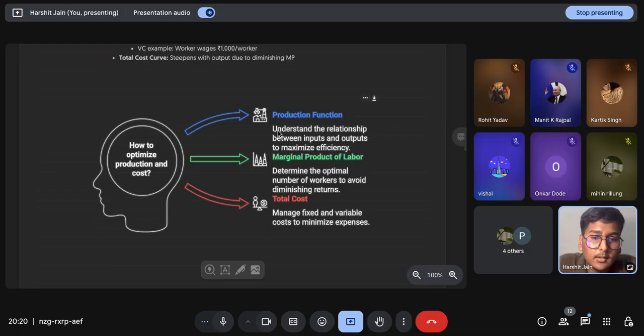The total cost curve, when we make a curve on the xy axis, gets steep as output increases, because more input gives less extra output, raising cost.